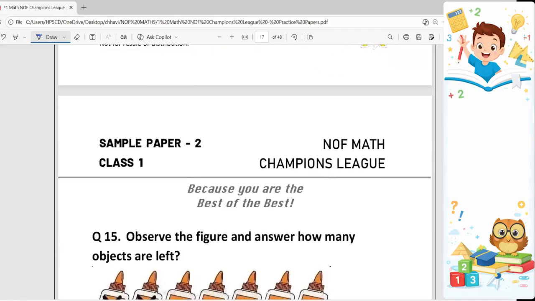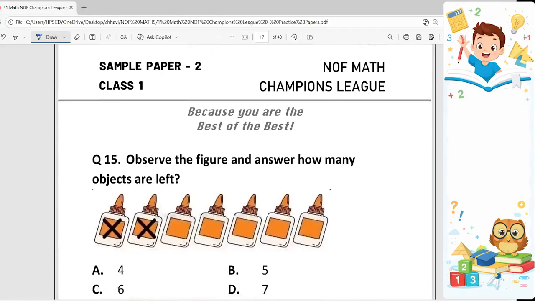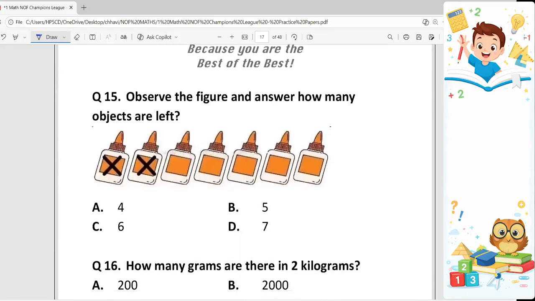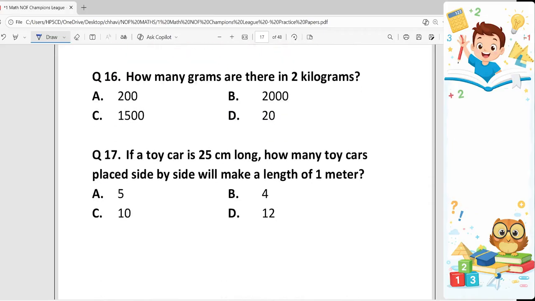15th question. Observe the figure and answer how many objects are left. See, so we have to find how many are not crossed. So 1, 2, 3, 4 and 5. So the correct answer is option B, 5, isn't it? Okay, let's move ahead.